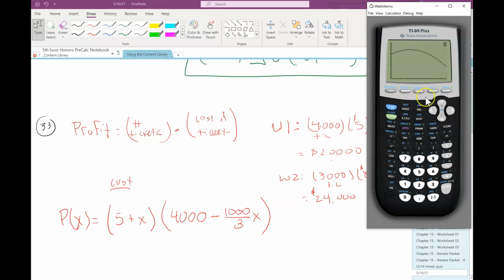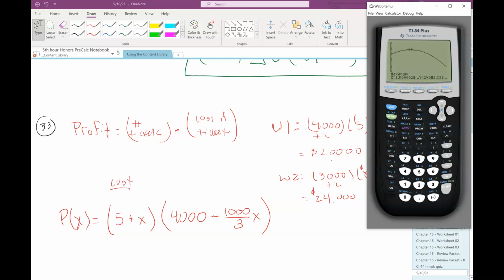So I'll find that second trace and then choose the maximum command. It asks me for a left bound or right bound and a guess, so I'm just watching my y coordinate. Since I'm moving to the left, I'm waiting for that to move from increasing to decreasing. And now they're starting to go down. So I was at 24,000 something, now I'm less than that, so I'll press enter. And I'll go right, watching my y coordinate, waiting for it to stop increasing. There I saw it stopped increasing, so I'll press enter and then hit my guess. And it looks like the x value is 3.5.